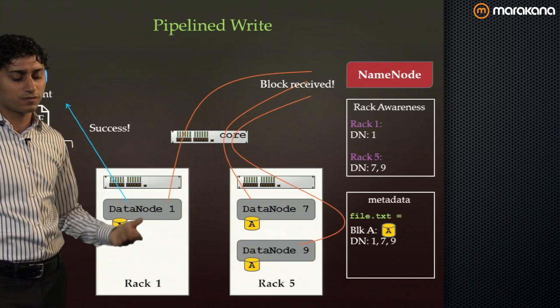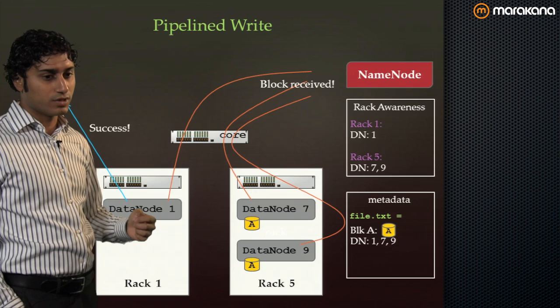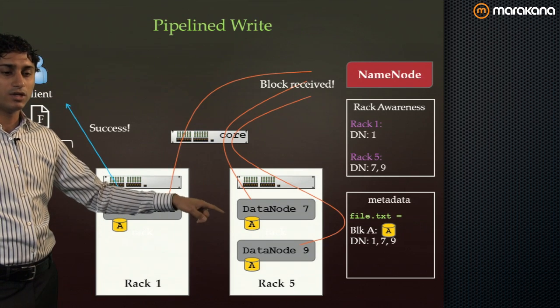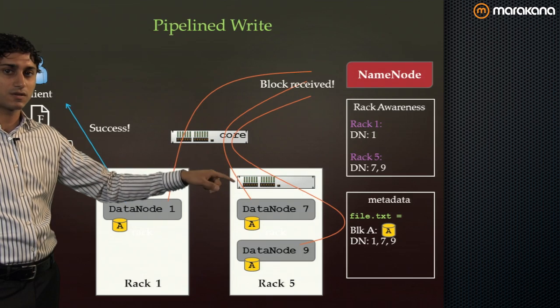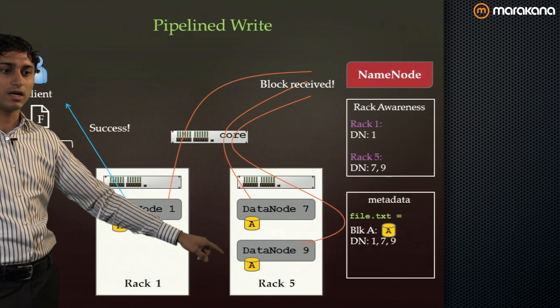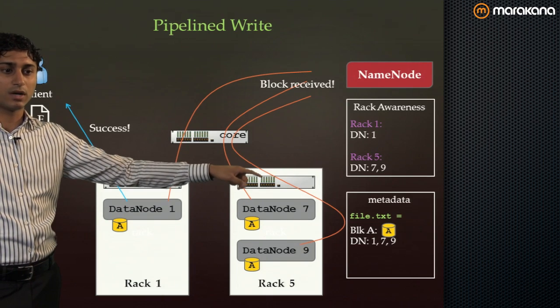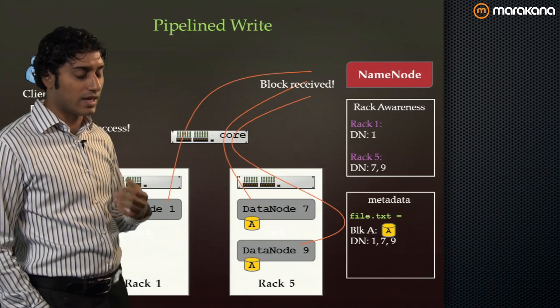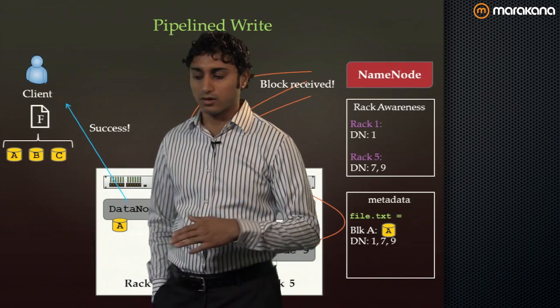The reason for that is because when you write from data node 1 to 7, you have to go through 3 different switches. But to go from 7 to 9, you just have to go through 1 top of the rack switch back down to 9. So that keeps the latency for the write a little bit lower.